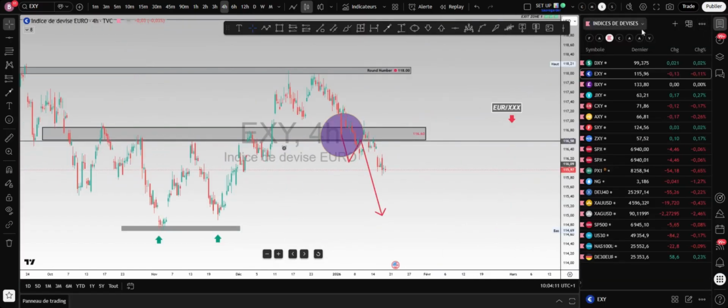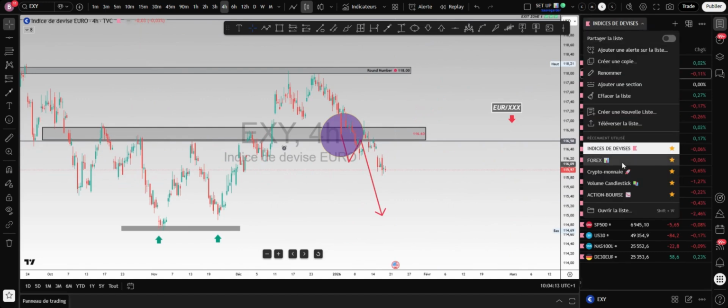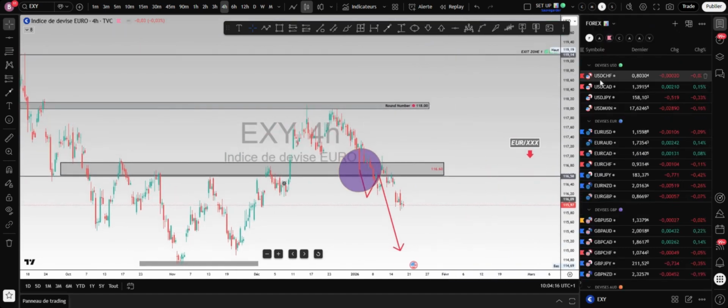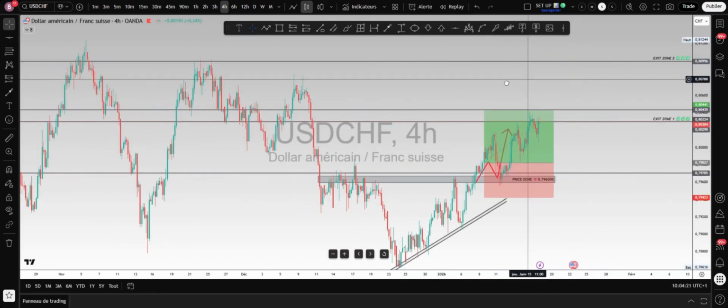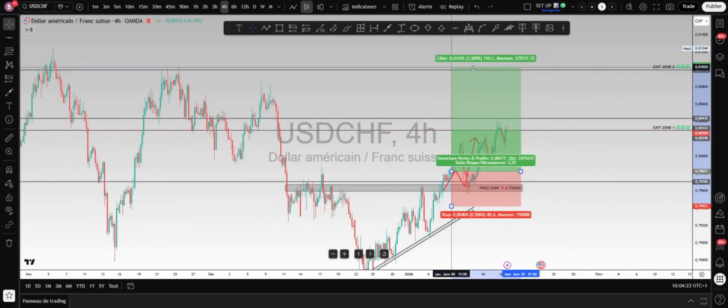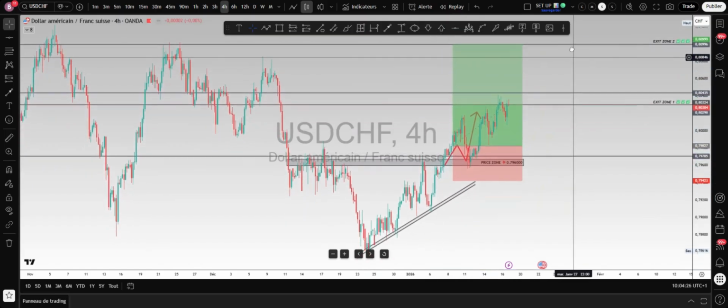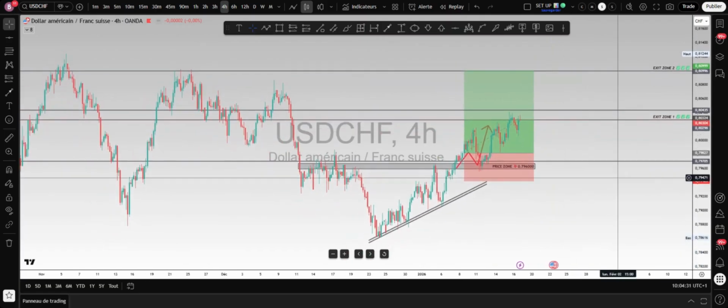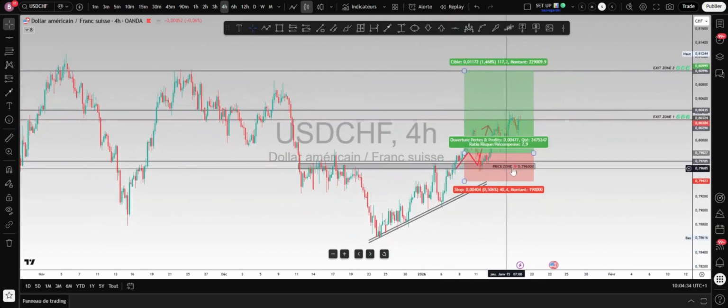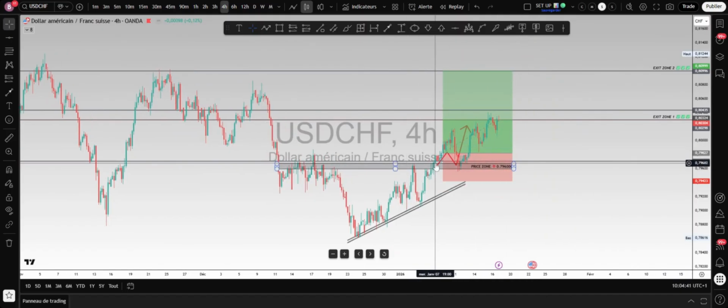So now we're going to move on to the currency pairs that I had pre-selected and the currency pairs on which I took positions. So let's start with USD CHF. Okay, so the dollar against the Swiss franc. So we can see that the market has indeed followed the scenario well. Here we can see that the market came to break through the price zone, which is right here around 0.79061. Okay, so it broke through, then came back for a pullback.